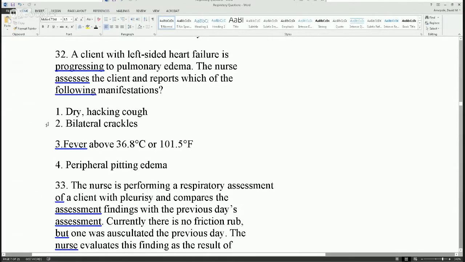All right, Jeff. A client with left-sided heart failure is progressing to pulmonary edema. The nurse assesses the client and reports which of the following manifestations. Pulmonary edema, bilateral crackles. Yes. A client with left-sided heart failure and pulmonary edema presents primarily with respiratory symptoms. Because of the fluid accumulation in the pulmonary vesicular bed, there may be a productive cough with pink, frothy sputum.